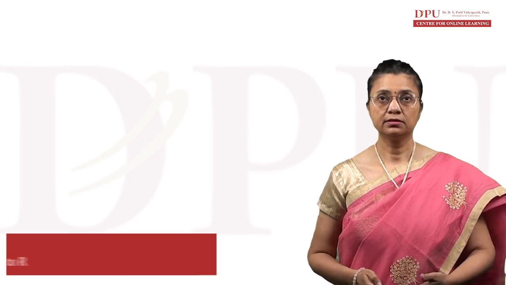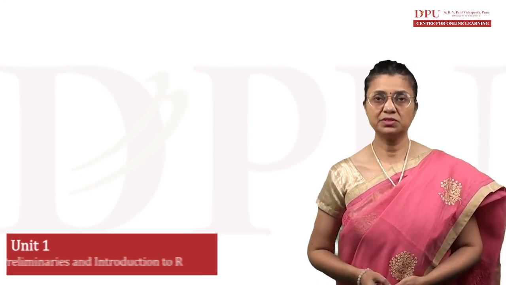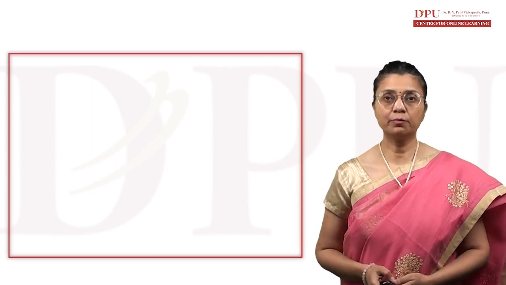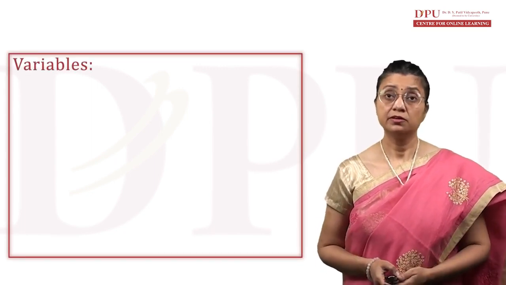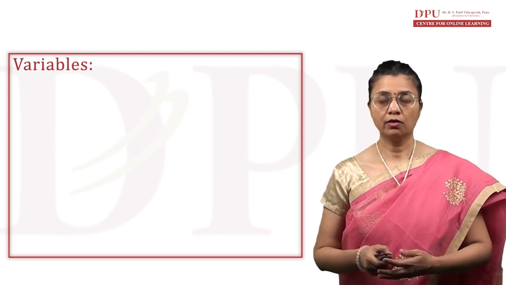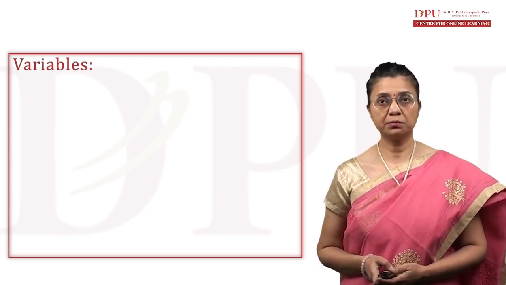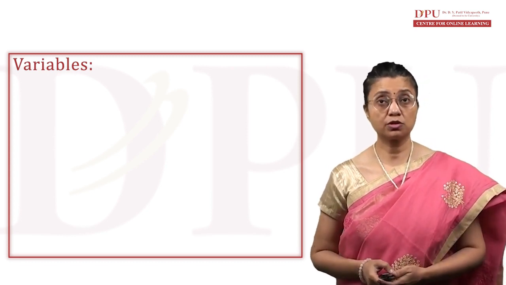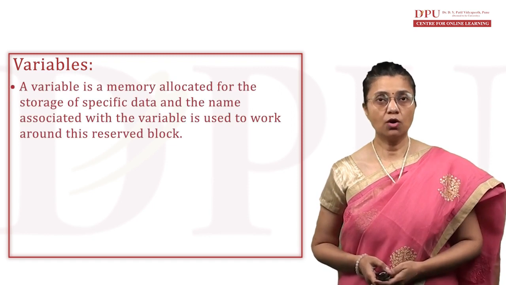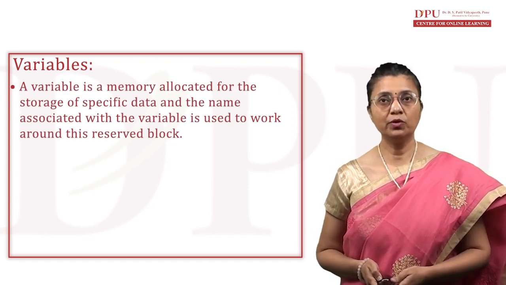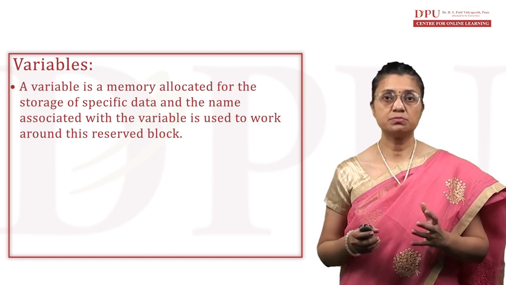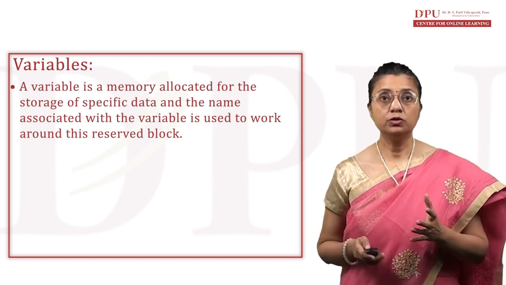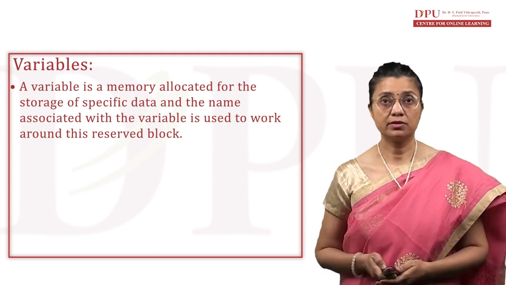So we have seen a little bit of program snippets, how programs are written, but we have to understand a very important concept today in this hour, which is variables. Now, I'm assuming that you all are working on programming languages, and hence you know what is C programming and what is the concept of variables. So as we all know, a variable is a memory allocated for storage for some specific data, and a name is associated with the variable to be used to work around this reserved block.